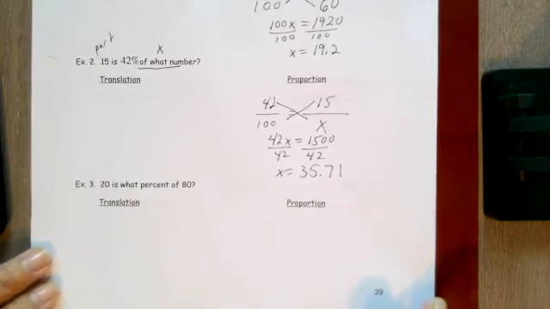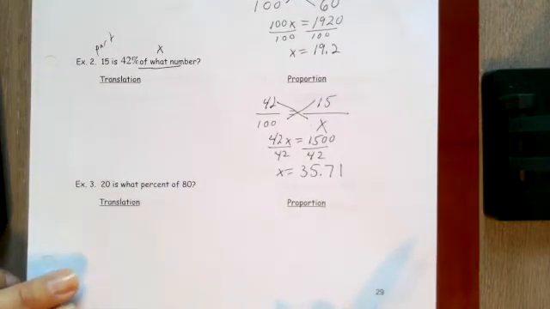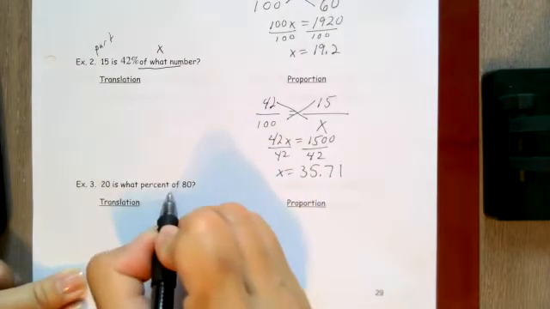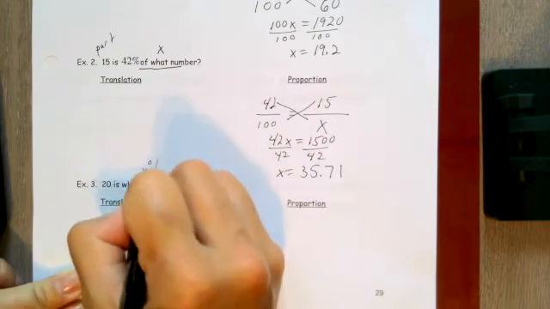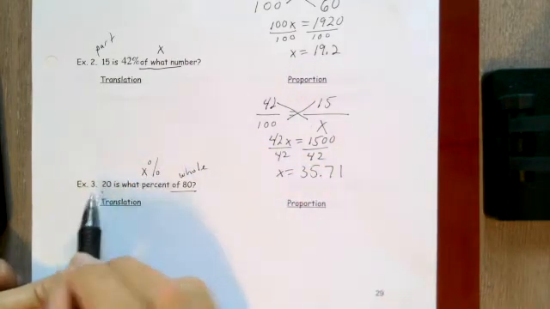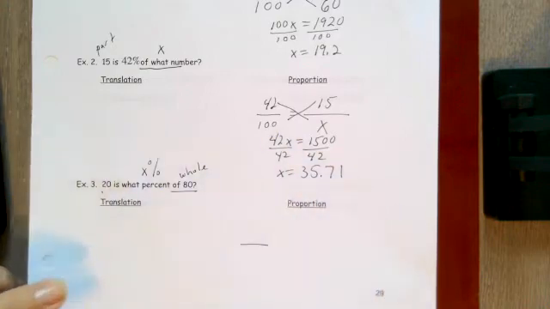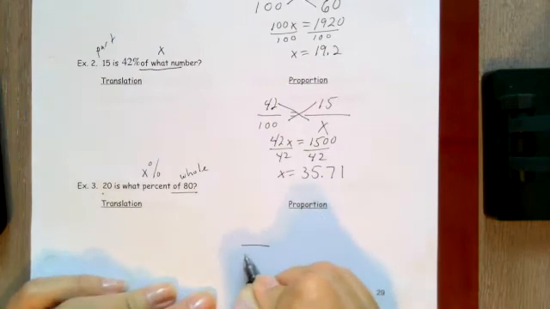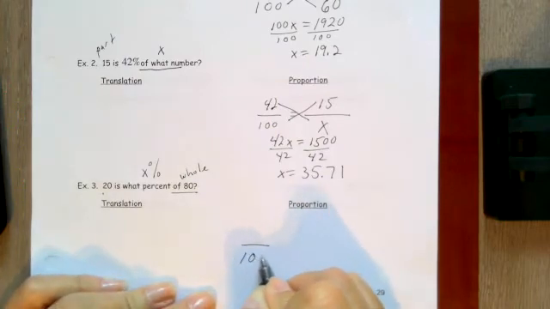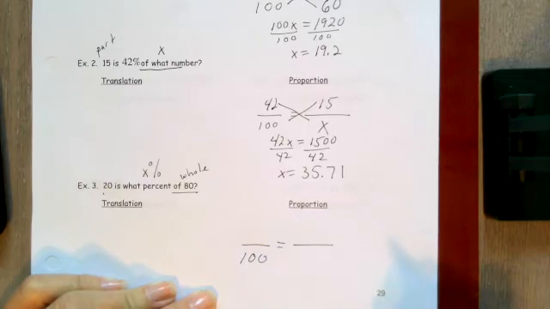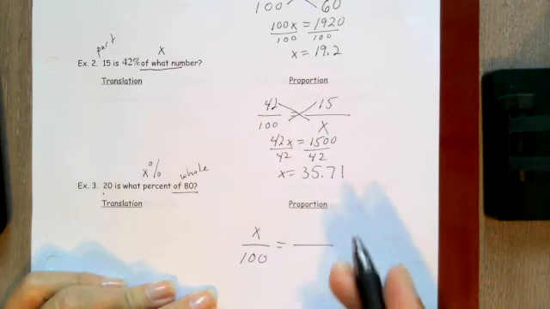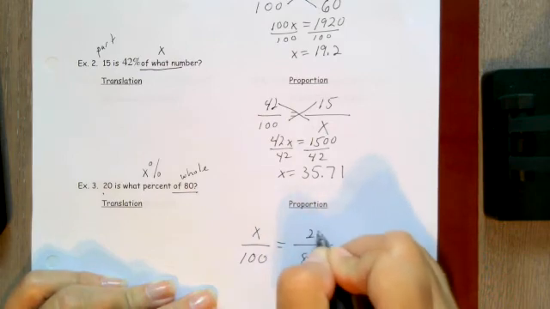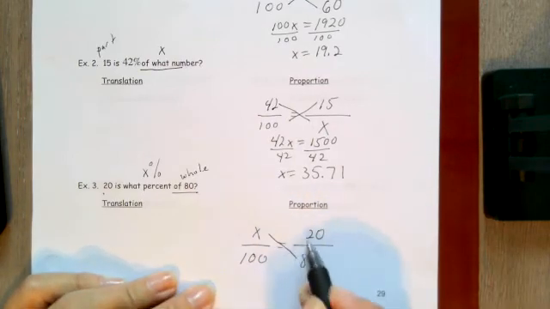Do another one. 20 is what percent of 80? So I have my whole. I don't have the percent, and I have the part. So if I go to set this up, set up my proportion. I know I don't have the percent. That's where my variable is going. I have my whole and the part of the whole. So let's cross multiply.